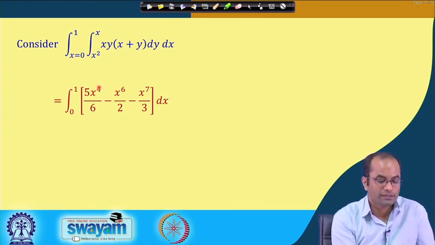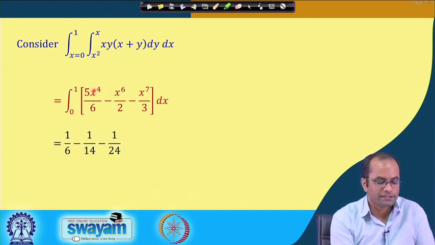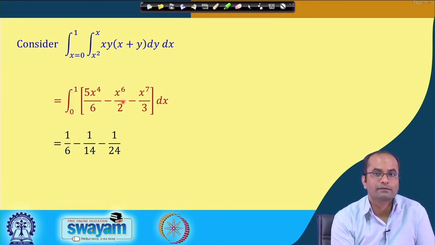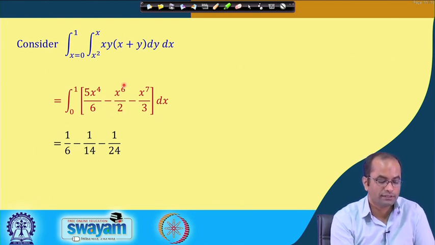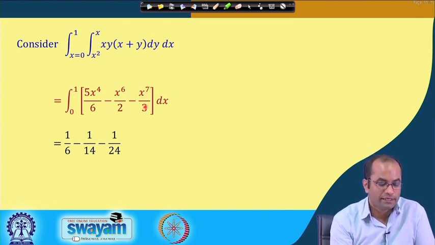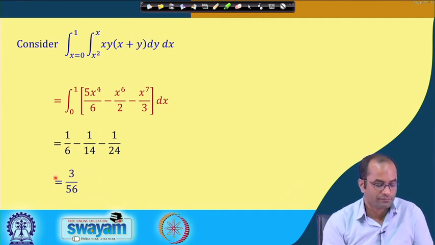With respect to x, we can integrate this again, and we will get x power 5 by 5, and this 5 will get cancelled, we will get 1 by 6, here we will get x power 7 by 7. When we put the limit here, only x is equal to 1 will contribute, because x equal to 0 will make this 0. So, here x power 7 by 7, 7 into 2 is 14, and that x power 7 becomes 1 when we put the limit. Here also we have x power 8 over 8, so 8 into 3 is 24, and that is a 1 there. So, this is the value, we can simplify this. It will be 3 by 56.